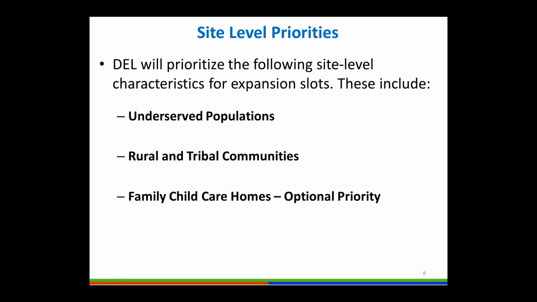Okay, site level priorities. So DEL will prioritize the following site-level characteristics for expansion slots. So these include underserved communities and populations, rural and tribal communities, and family child care homes.